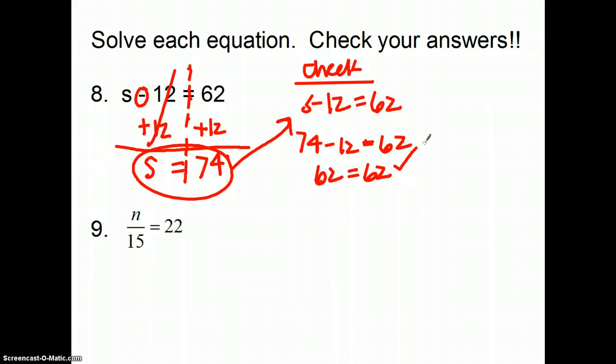Next one, n divided by 15 equals 22. The operation stuck between the n and the 15 is division. The opposite operation of division is multiplication. So I need to multiply both sides of the equation by 15. That turns into 15n over 15, which is the same thing as 1n or n, and n is equal to 22 times 15, which is 330. Okay, check my work.